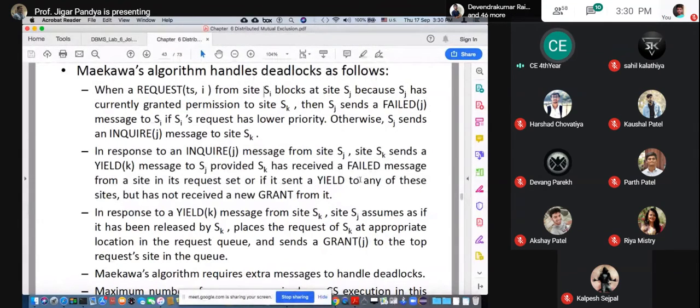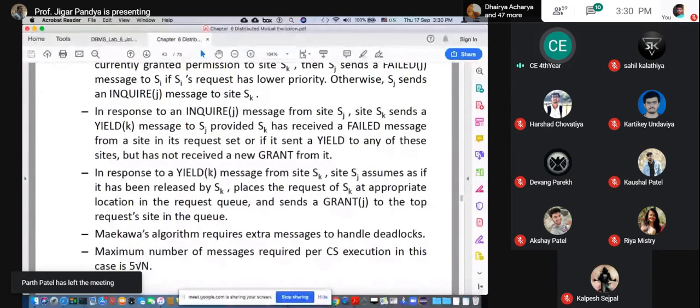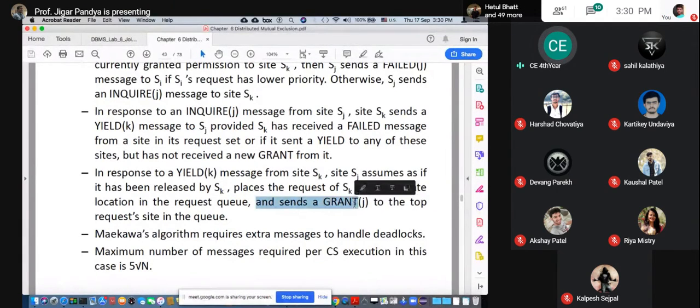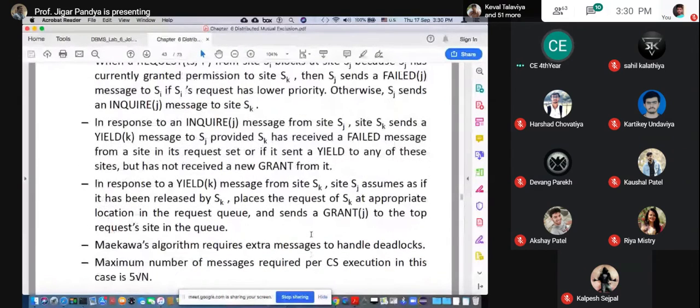So from a site in its request set, K yields to any of those sites, but has not received a new grant from it. This is actually a little longer algorithm, but hopefully you have understood. In response to the yield message from site K, site J assumes as if it has been released by SK. It places the request of SK at the appropriate location in its queue. But then it sends the grant type of message. A grant message is another acknowledgement, like a second round of acknowledgement. It grants to the top request site in the queue, which might be SI, for example. So SI will learn that now it can go. That way the deadlock is handled.